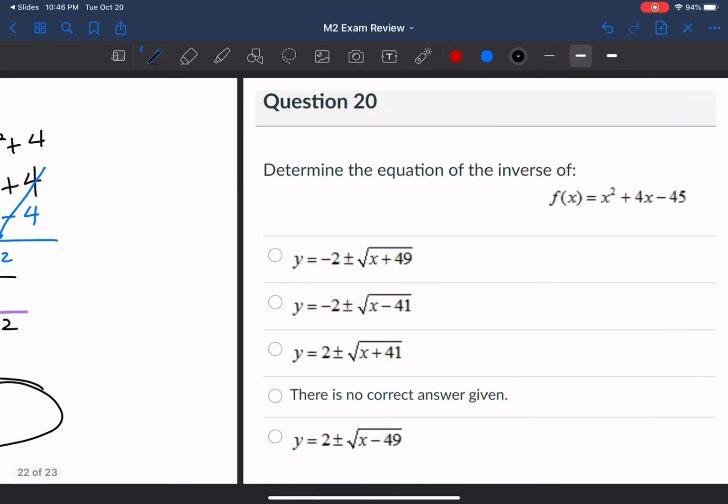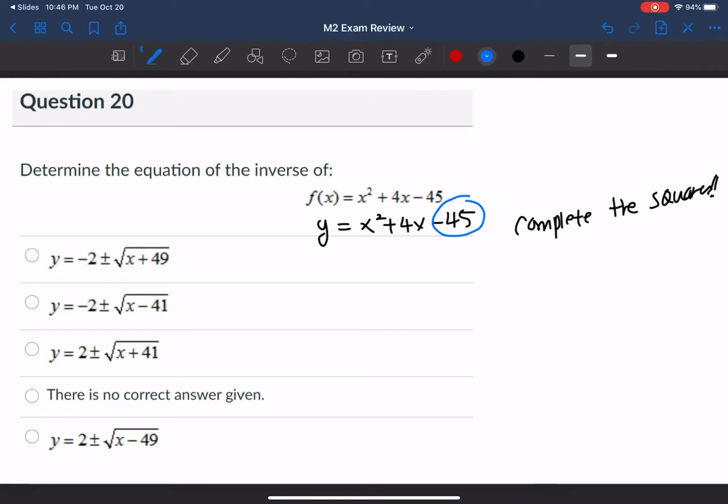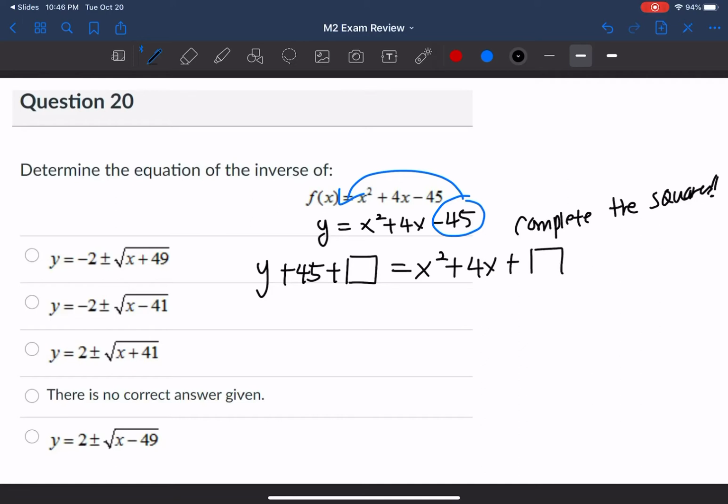Okay. Last one, find the inverse of x squared plus 4x minus 45. So in this case, you have 3 different terms. You have to complete the square. So let's do step by step. Y equals x squared plus 4x minus 45. And then complete the square, which means you're going to move negative 45 to the other side. So it becomes y plus 45. And I'm going to put a blank. X squared plus 4x plus blank.